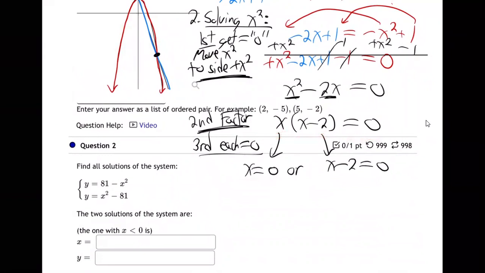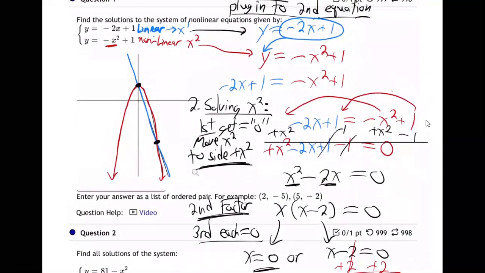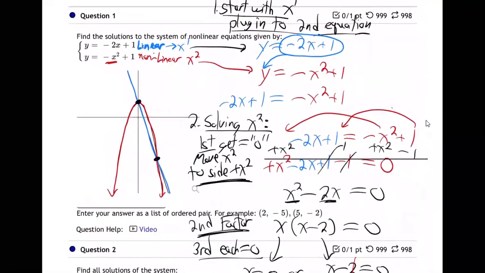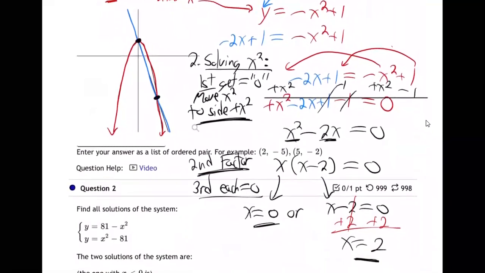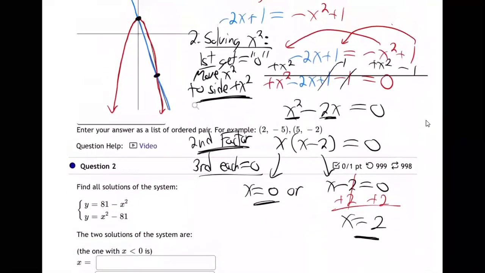And then we finish solving the second one. Add 2 to both sides. These cancel. So the answers are 0 or 2. So we got our two answers for x. They are 0 or 2. Now those are your two x answers, but now we need to figure out a y answer with each of those. How do you do that?